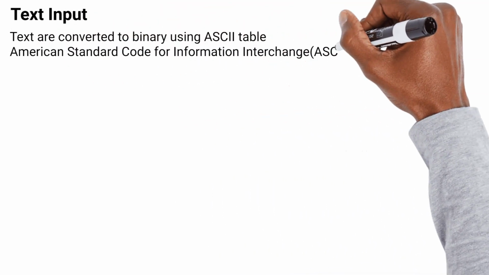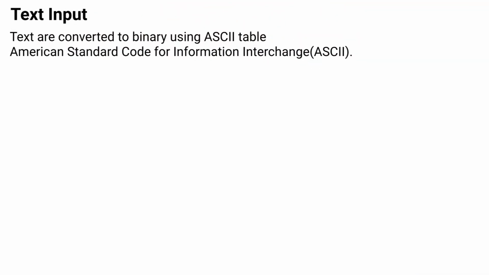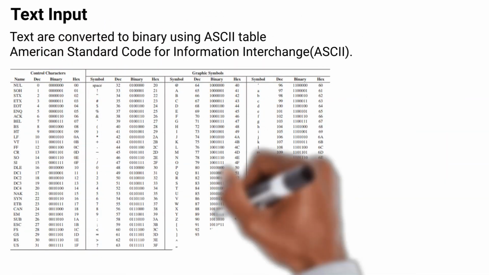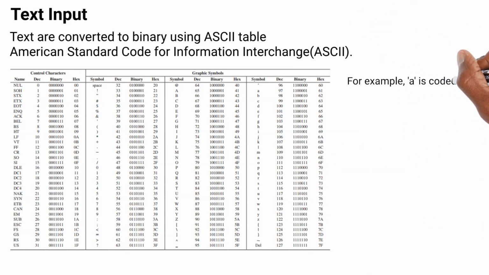So the first one is the input, right? Let's first talk about the text input. You type A on your keyboard. How does the computer interpret that? The computer uses something called ASCII code. It is the American Standard Code for Information Interchange.